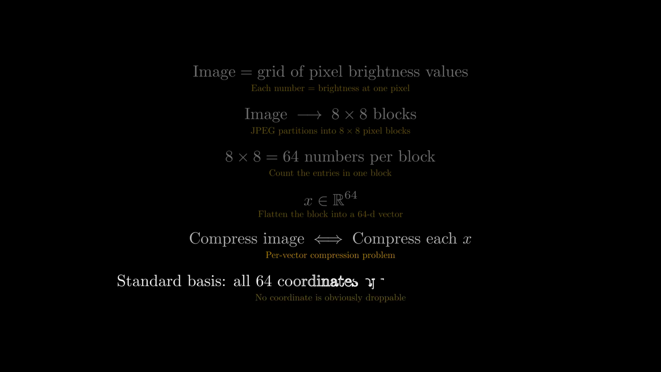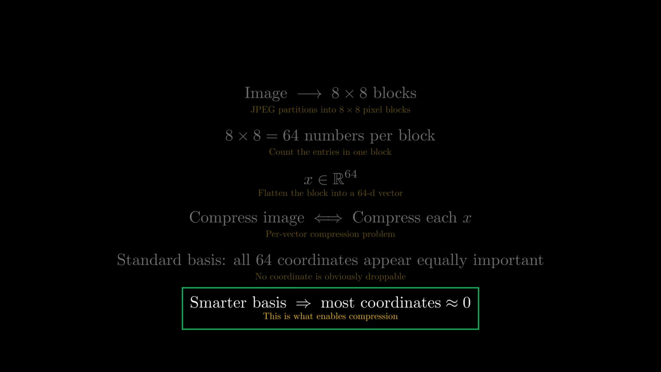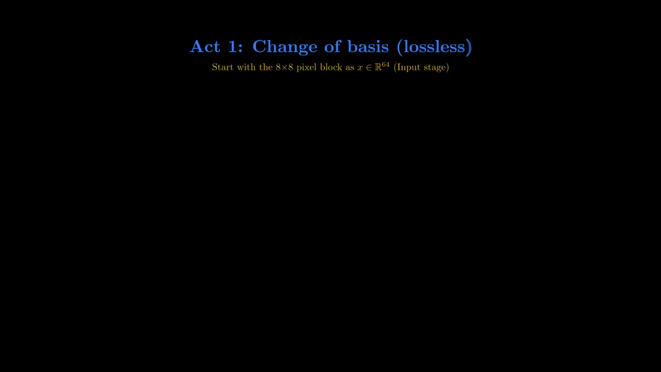Here's the trick. In standard coordinates, all 64 numbers look equally important. But if we rewrite the very same vector in a smarter basis, most of its coordinates collapse to nearly zero. That is the entire game. JPEG is a 3-act play. Act 1, change of basis.